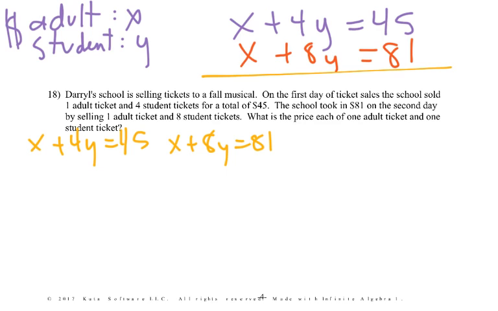Okay, or we could graph. Let's take a look. We'll do the last one. We'll do all different formats. Substitution first. I'd subtract 4y to get that x by itself. So I'd get x equals 45 minus 4y.